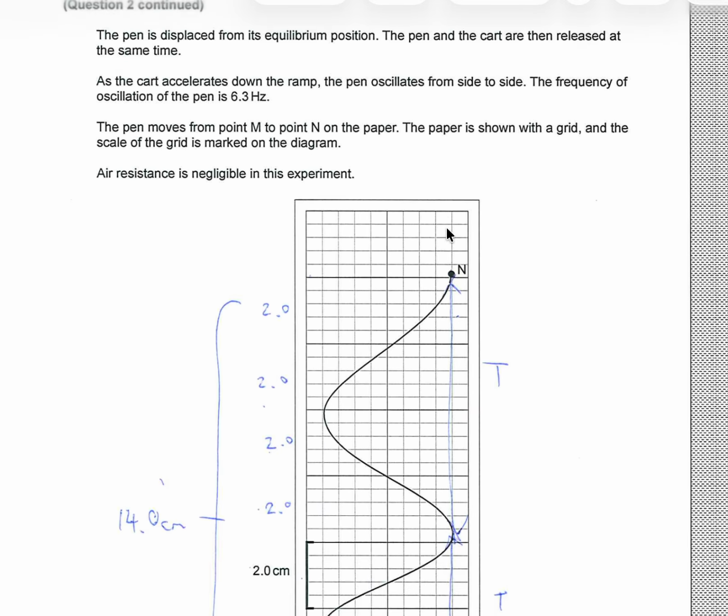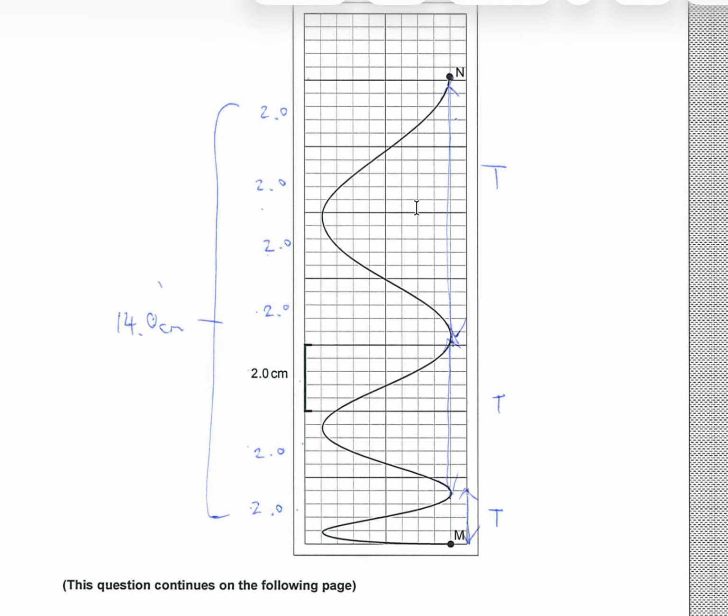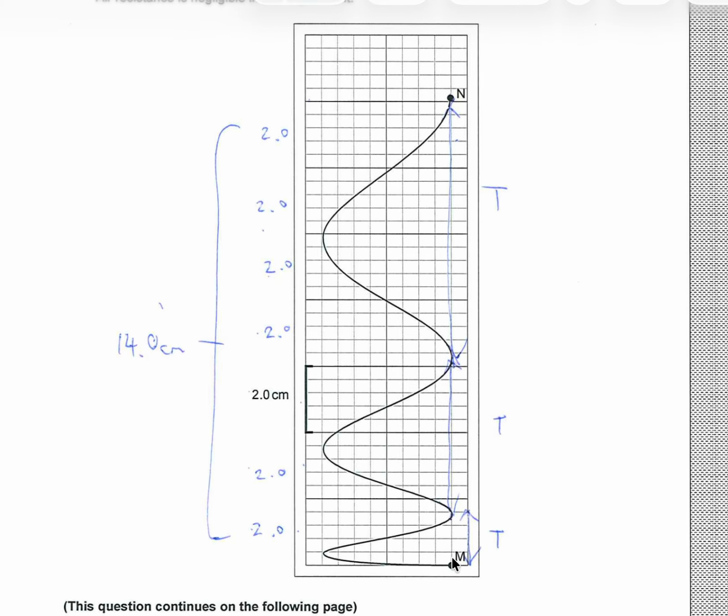So we've got the pen displaced from equilibrium, and the car is then released at the same time. We know the frequency of the pen's oscillation. What you'll notice here is I've started drawing on here. We started here, and we're going 1, 2, 3 waves. That's important because we know the time for each wave is the same each time.